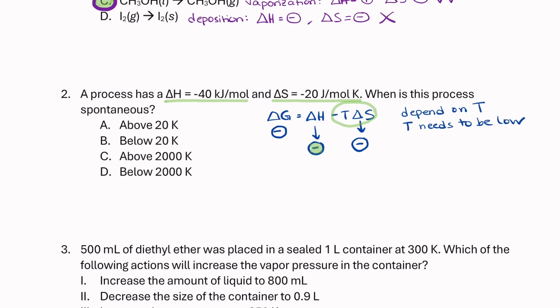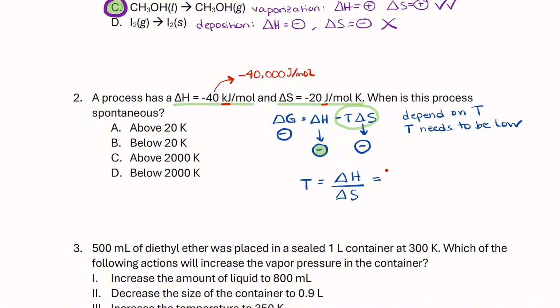That's going to happen when delta H divided by delta S equals T. Now be careful here. You're going to need to make sure the units match before you plug them into this equation to find the transition temperature. Delta H is given as negative 40 kilojoules per mole. Delta S is negative 20 joules per mole Kelvin. I'm going to convert delta H into joules. So negative 40 kilojoules per mole is negative 40,000 joules per mole. Now divide by negative 20 joules per mole Kelvin. That gives positive 2000 Kelvin.